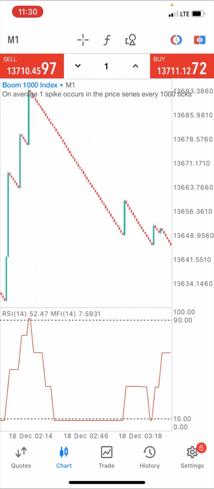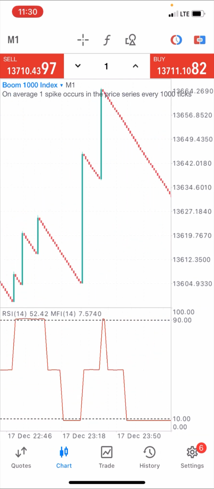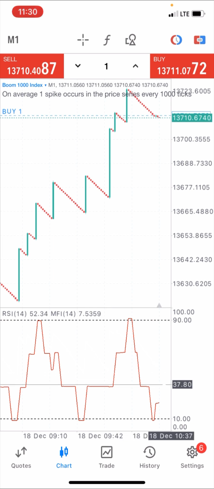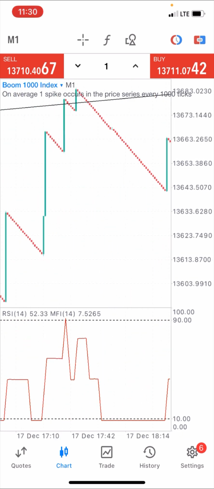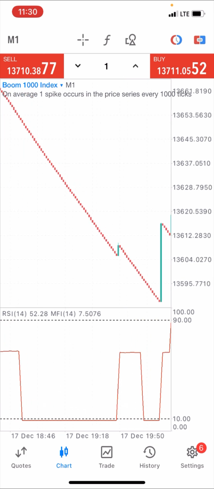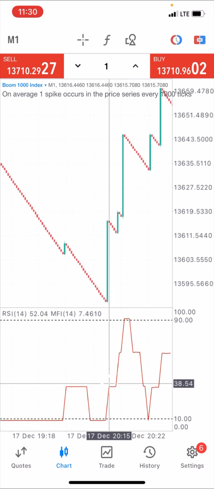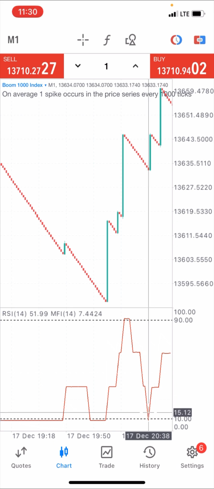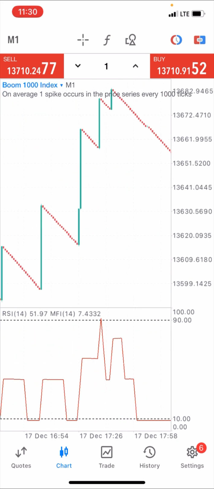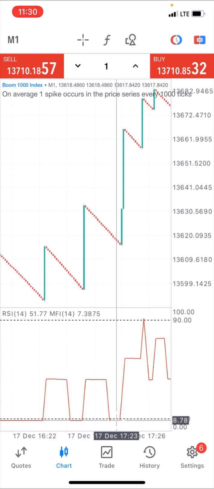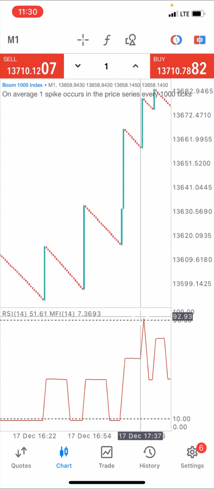So if you keep back testing, you can see within a short period of time, price had dropped to that level and then it spiked. It didn't take much time to spike. Here it just spiked almost immediately. So you just have to back test this, make sure it works completely on your demo before you apply it to your real chart.